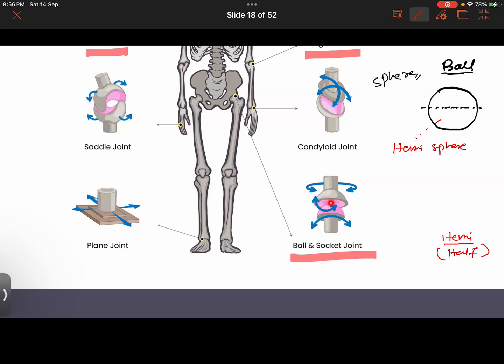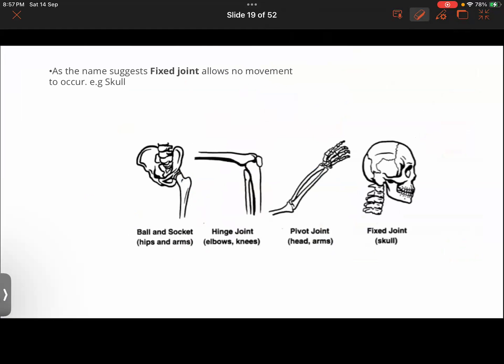So here you have this hemispherical structure which is present inside a socket. This is a ball-like structure. I mean to say this one over here.